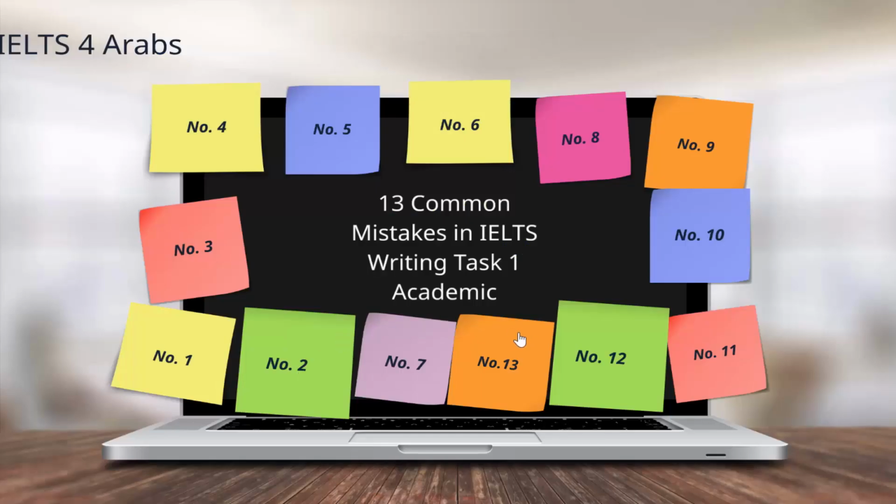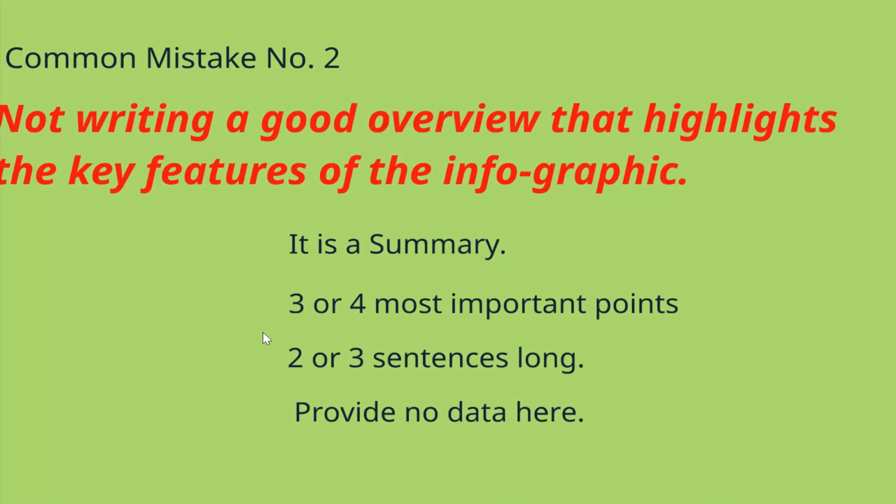Common mistake number 2 is not writing a good overview that highlights the key features of the infographic. Okay, a lot of people don't write the overview. The overview, you should start it with overall, comma, then you start to write 3 or 4 main points from the infographic without providing any data.